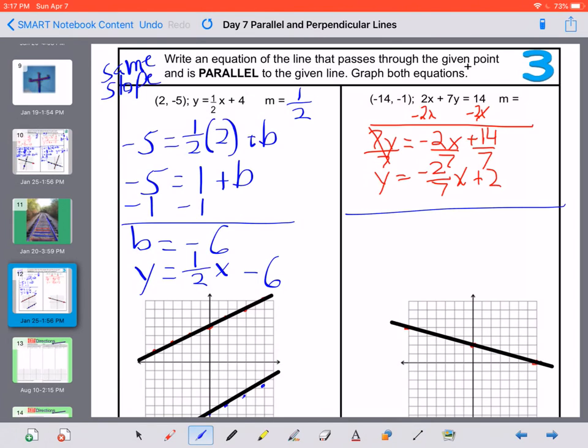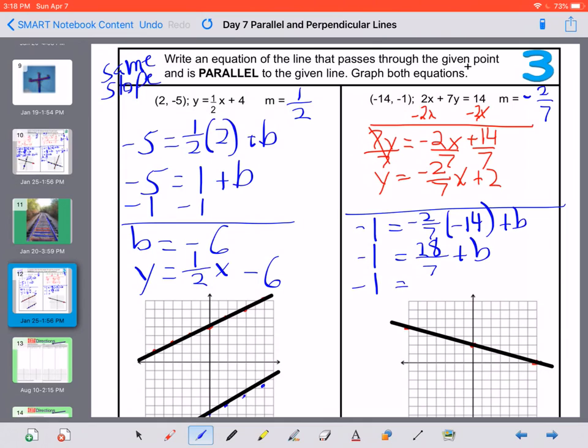Now, the parallel is also going to have the same slope, negative 2 over 7. So we got to put that into another equation. So it's going to be a negative 1 equals negative 2 over 7 times a negative 14 plus b. So negative 1 equals a positive 28 over 7 plus b, which is actually negative 1 equals 4 plus b. If we subtract 4, b is going to equal a negative 5.